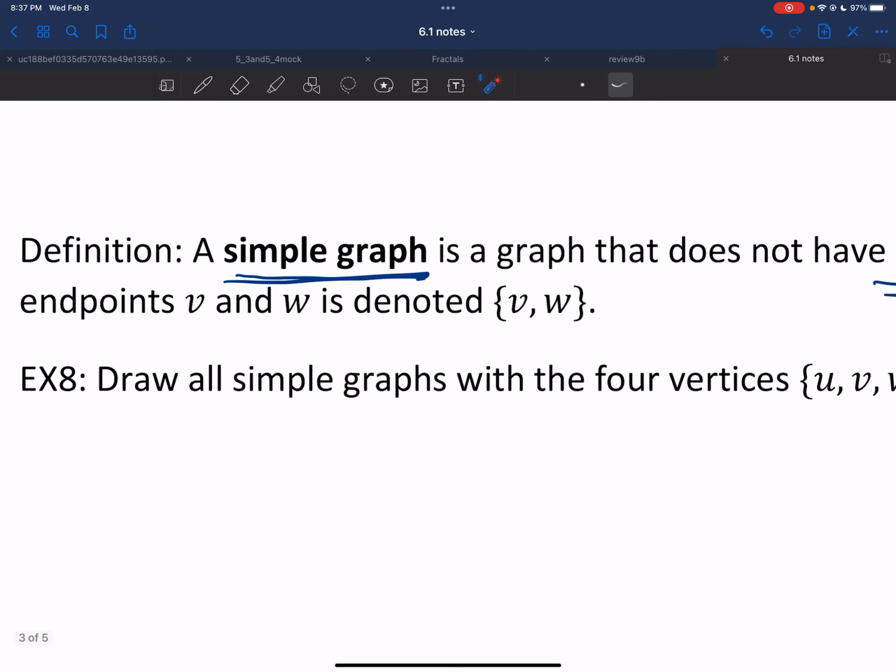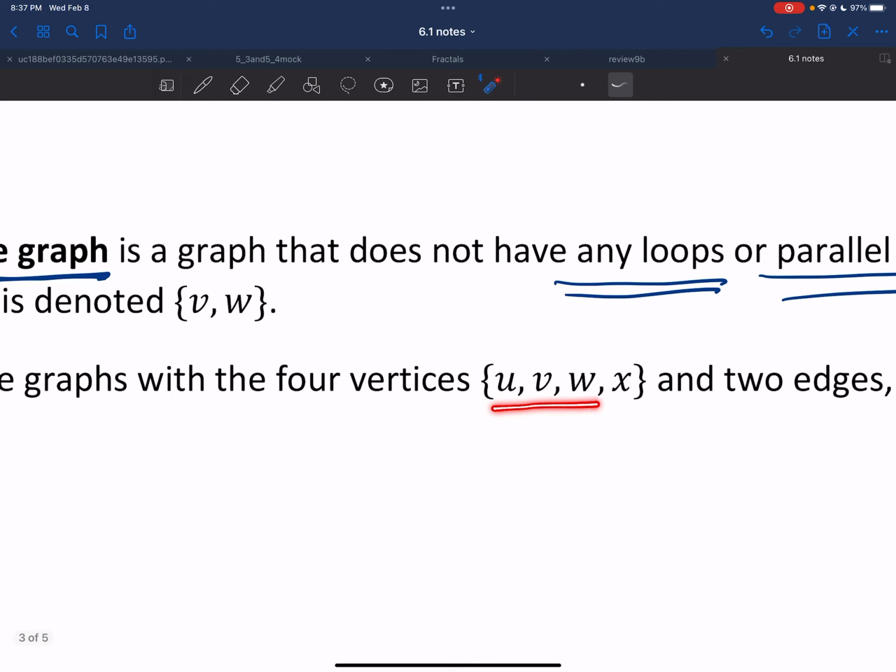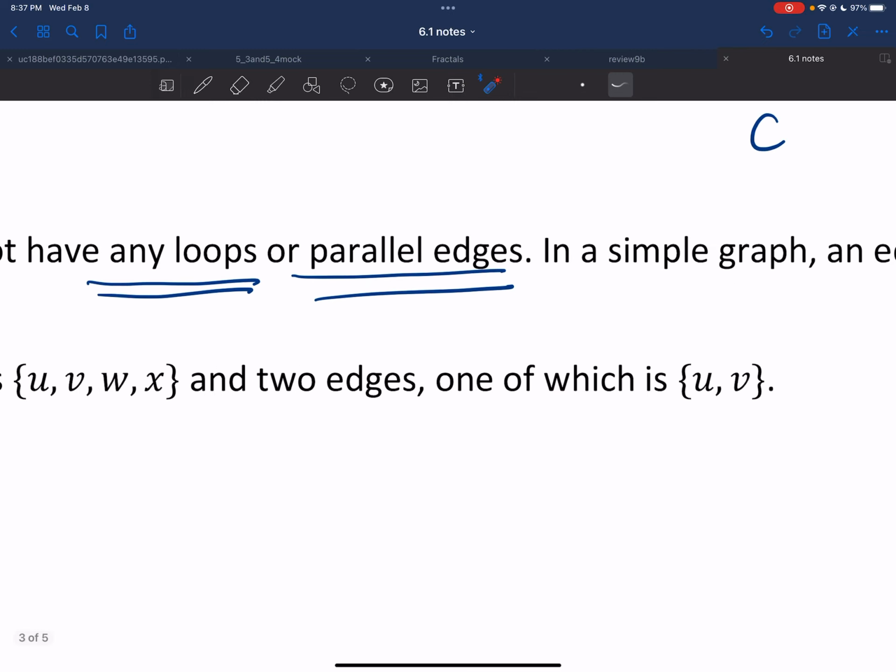Draw all simple graphs with the four vertices u, v, w, x, and two edges. So only two edges, one of which is uv. So one of them has to be uv.